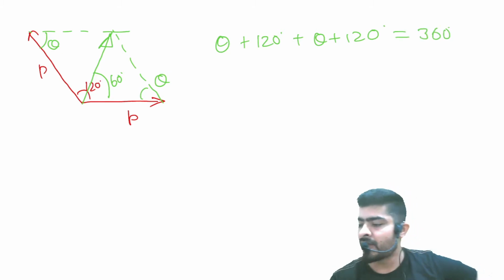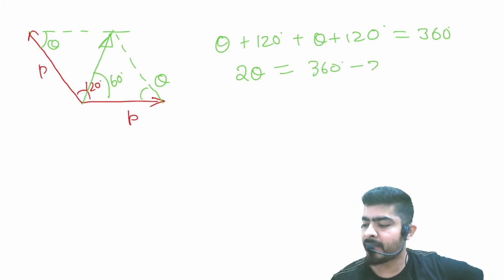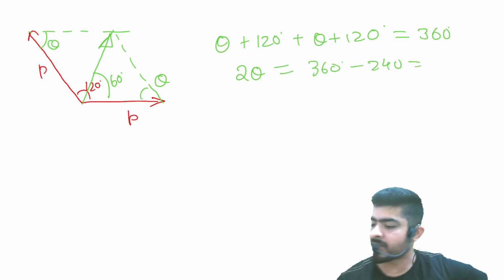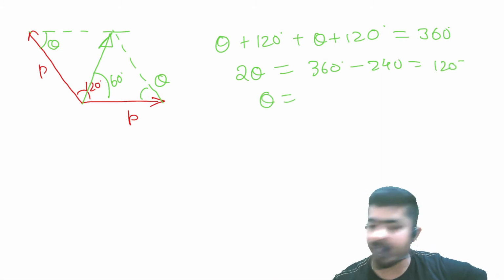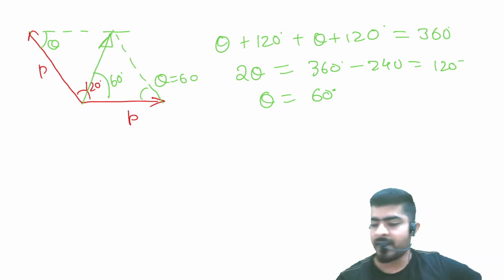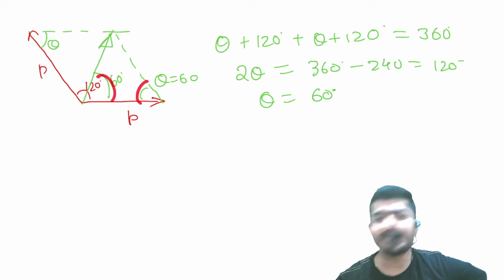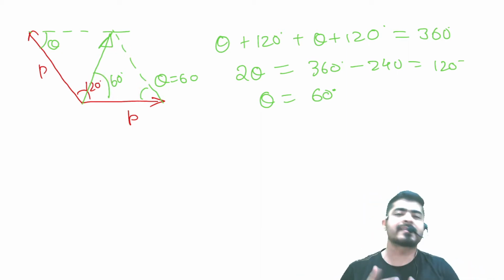Correct? So what do we get now? 2 theta should be equal to 360 minus 240, which is 120 degrees. So theta is 120 by 2, that will be 60 degrees. So theta is also 60. Now observe this triangle. This is 60. This is 60. This angle will also be 60 then, obviously.